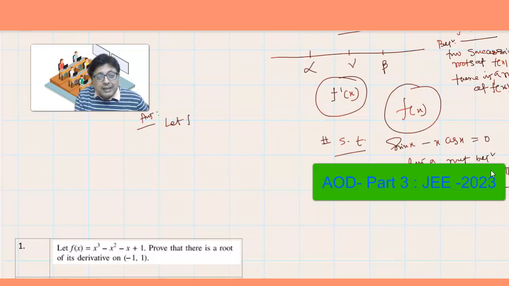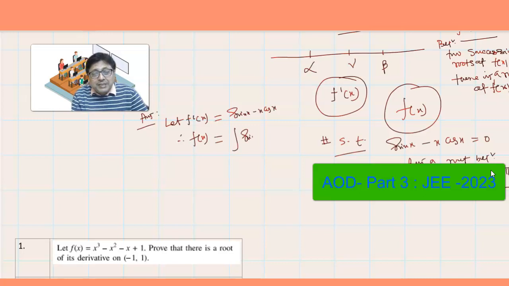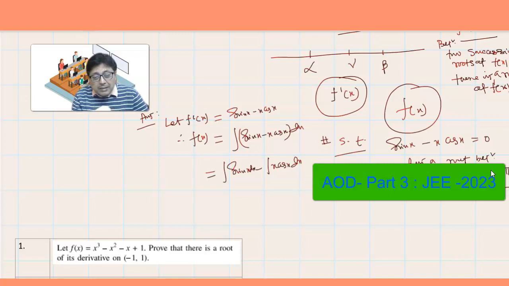Let f dash x be the given equation: sin x minus x cos x. So how do I get f(x) from here? To get f(x), we integrate this expression. The integration of sin x minus the integration of x cos x dx. The integration of sin x, you all know, is minus cos x.